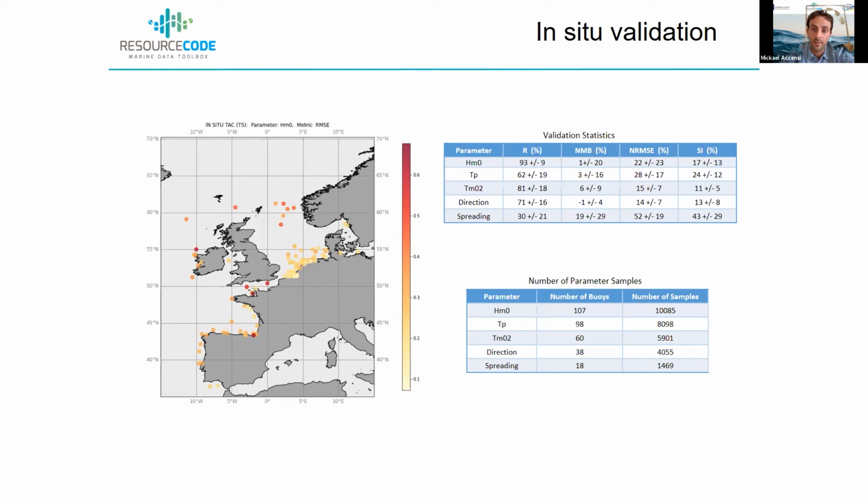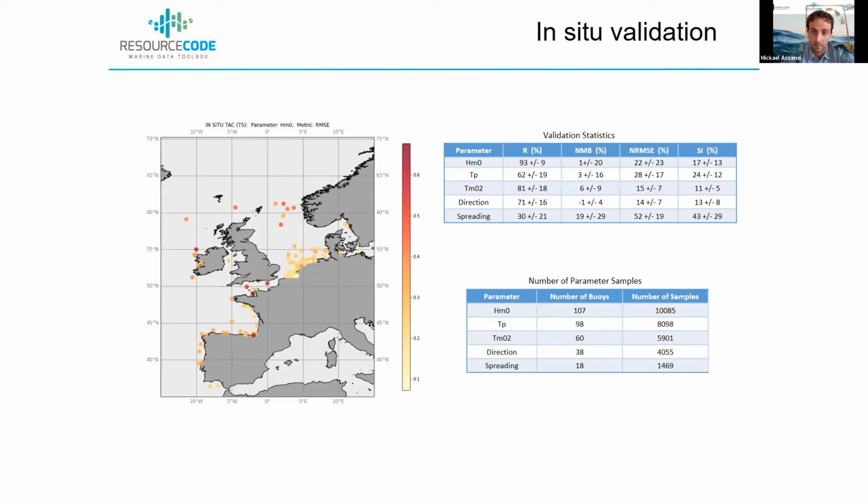Here we have computed statistics against different wave parameters: the significant wave height, the peak period, the mean direction, and the spreading. You can see on the table the different values for the statistics, which are really good for almost all the parameters, maybe except for the spreading, which has a lower score. But in terms of correlation, we have really high scores, and for the normalized mean bias, we are really close to 0. And for the normalized root mean square error, we are around 20% error.